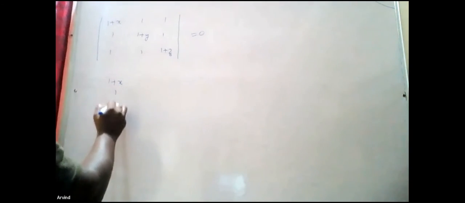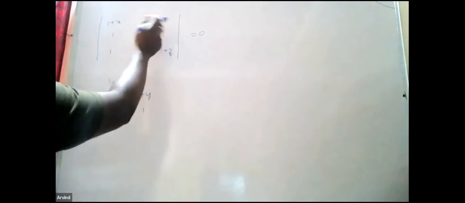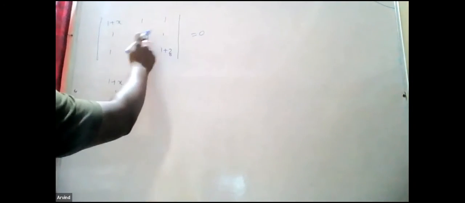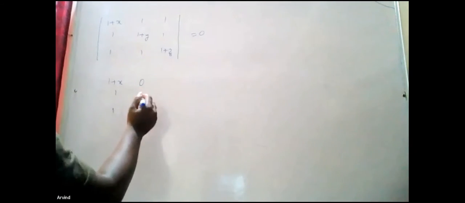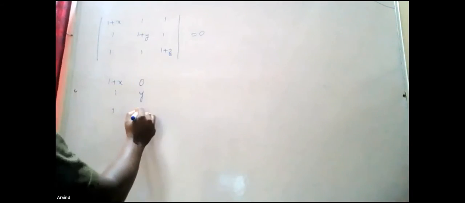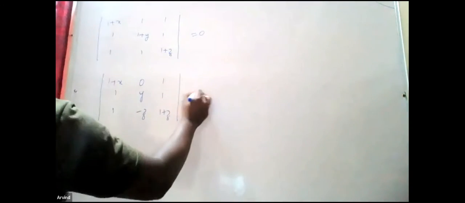C2 minus C1. So 1 plus x, 1, 1, 1, 1 plus y, 1. Sorry, C2. 1 minus 1 is 0. 1 plus y minus 1, 1 and 1 get cancelled. You'll be left with only y. 1 minus this, you will be left with minus z. 1, 1, 1 plus z. This is equal to 0.